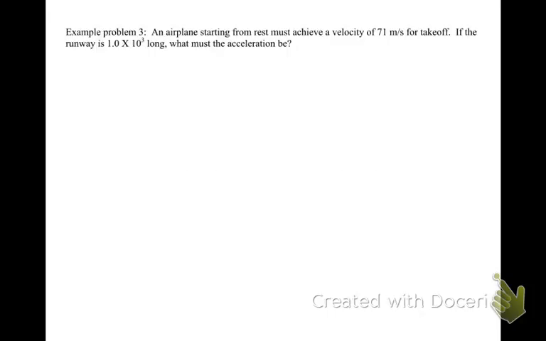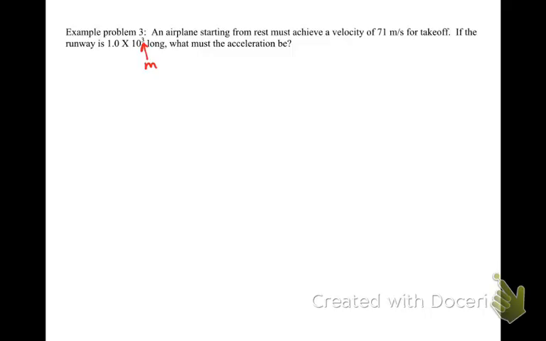One thing I want to make sure you are aware of is that, for example, problem number 3, our units for that would be meters. I forgot to put them in. So an airplane starting from rest must achieve a velocity of 71 meters per second for takeoff. If the runway is 1 times 10 to the 3rd meters long, what must the acceleration be? Go ahead and use that information and solve example problem number 3. Pause the video, and I will go over the answers when you're done.